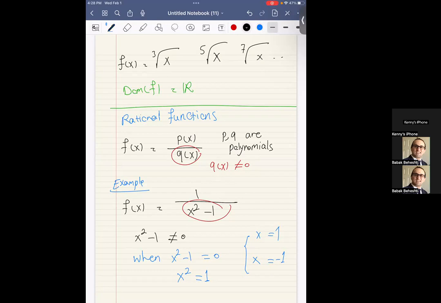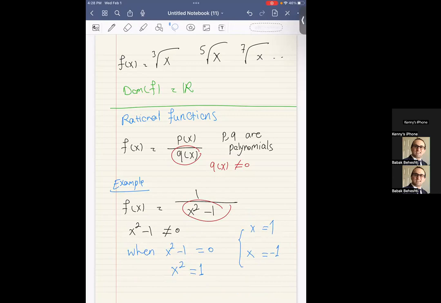So what is the domain of this function f then? The set of x in real numbers such that x cannot equal positive or negative 1. Exactly. So any number except 1 and negative 1. So in general, you know how to find the domain of a rational function. The main step is finding the zeros of the denominator, and then you remove those zeros from the domain.